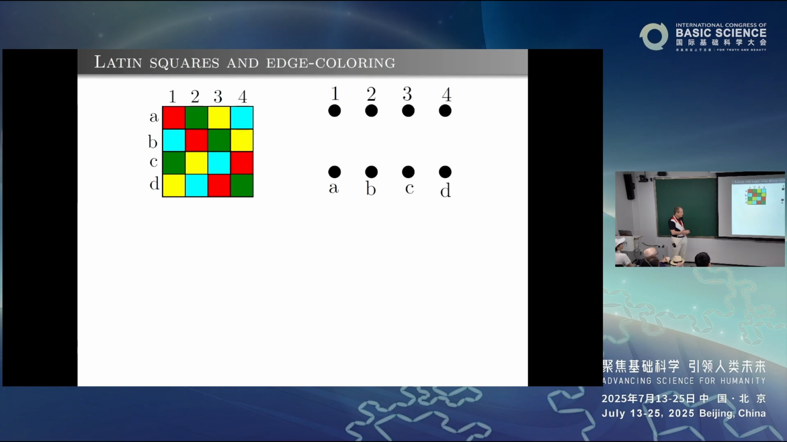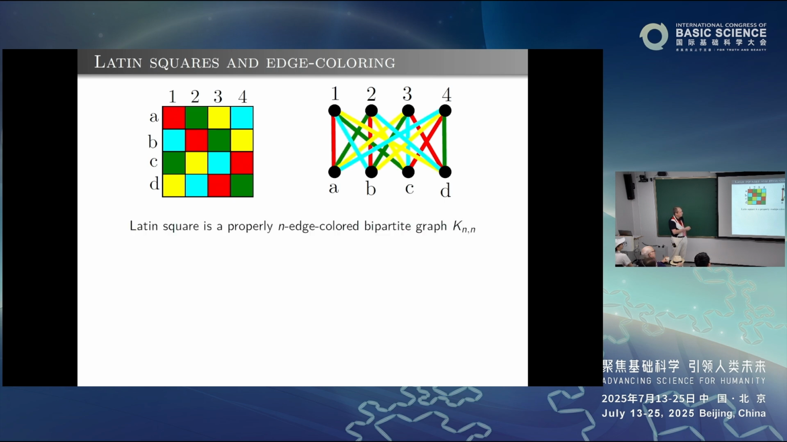If we take all the edges of the complete bipartite graph, we can use the numbers which are written here as colors. Maybe red is 1, yellow is 2, green is 3, and blue is 4. You can take all squares of red color, put these edges here and color them red. Similarly, you can do it with blue, green, and so on. So what you get is that a Latin square is completely equivalent to a complete bipartite graph which is properly edge colored using n colors, right? Because every row and every column should contain all different numbers.